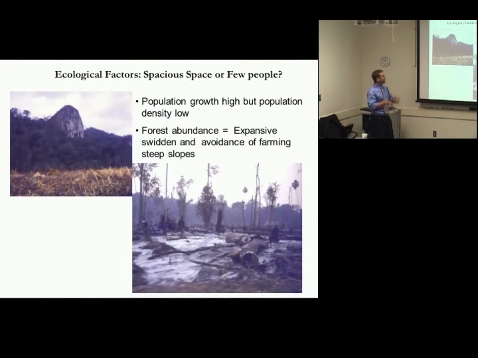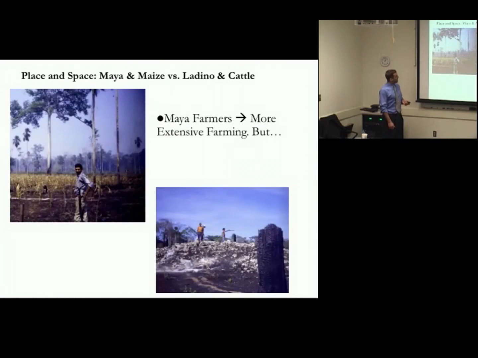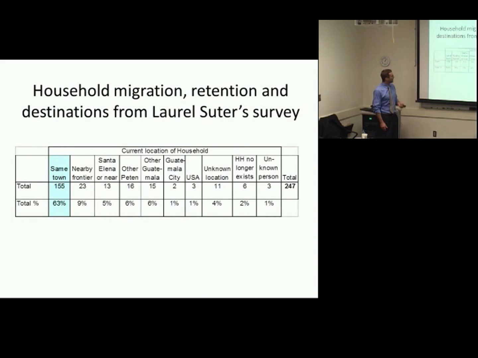There are ecological factors. So population growth is high, but population density is low. So there's relative forest abundance, and you have expansive swidden and avoidance of farming steep slopes, for example. Maya farmers, there's some cultural differences. Maya farmers did tend to be more expansive in their swidden, but less likely to have cattle in the short term. So over time, they're probably having less of an impact on the forest. And this is an old Mayan ruin that has just been uncovered by swidden milpa farmers.